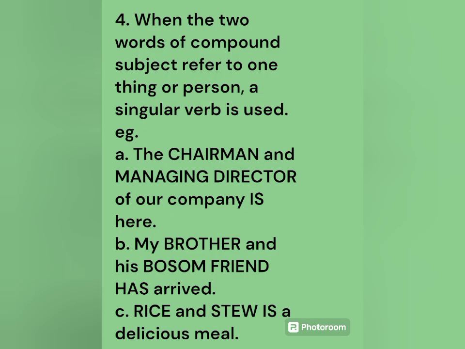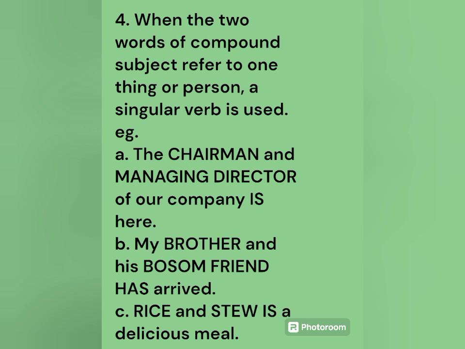Then another rule says when the two words of a compound subject refer to the same person or thing, this one is different from the previous one, then a singular verb is used here. When the two words that make up the compound subject refer to one person or to one thing, it goes with a singular verb. Look at some of these examples. The chairman and managing director of our company is here. You will see here that the chairman is the same as managing director of the company. So they are referring to one person. That is why it goes with the verb is.